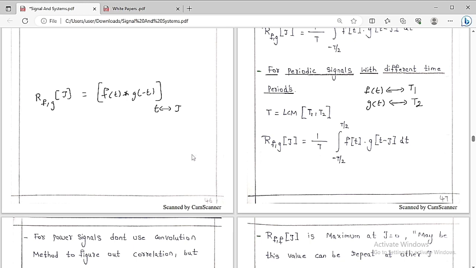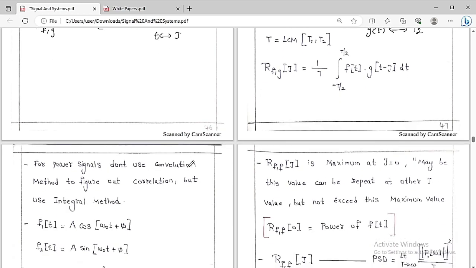So in the energy signals, we have figured out a relation between the convolution as well as the correlation, only for energy signals. But in this case, no. We are not going to find any relation between correlation and convolution because these are power signals. So for power signals, don't use the convolution method in order to figure out correlation, but use the integral method. Keep this point in mind.